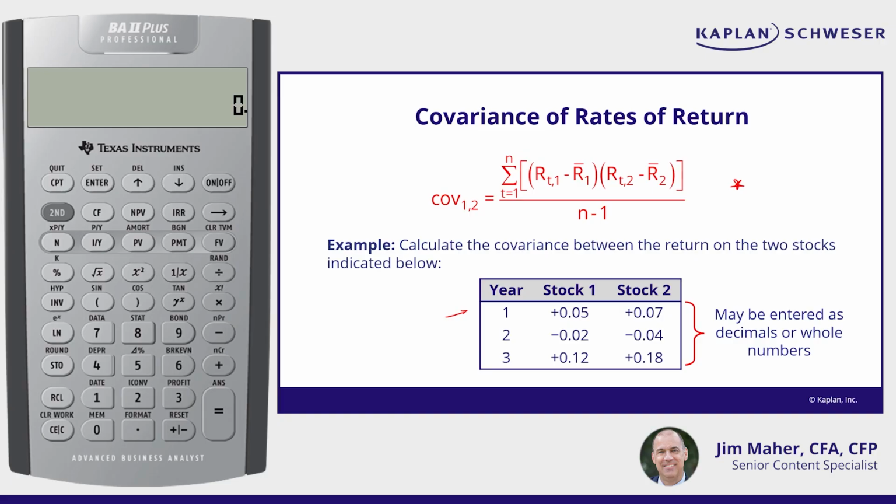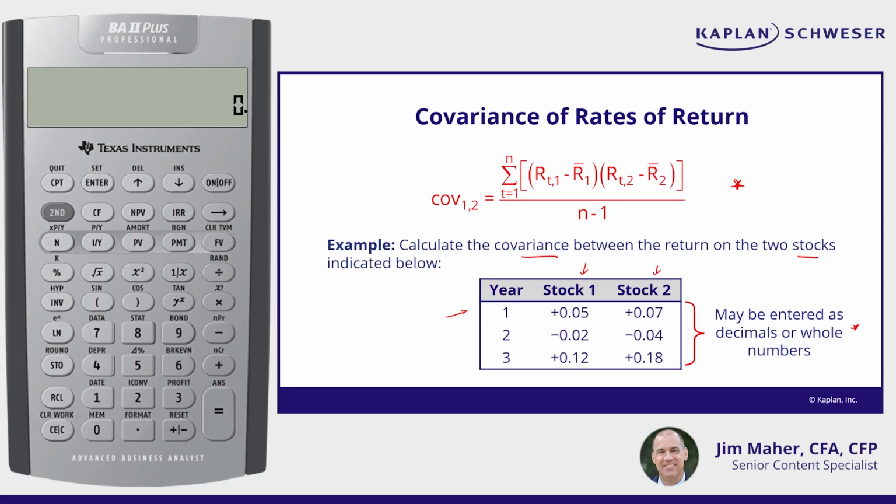What we're doing is calculating the covariance between the return on two stocks indicated below. We just have 3 years, nothing too egregious here. We have stock 1 and stock 2. I'm going to put a big star by this one here: you can enter these variables as either decimals or whole numbers. Just be consistent and know how to make that interpretation at the end.